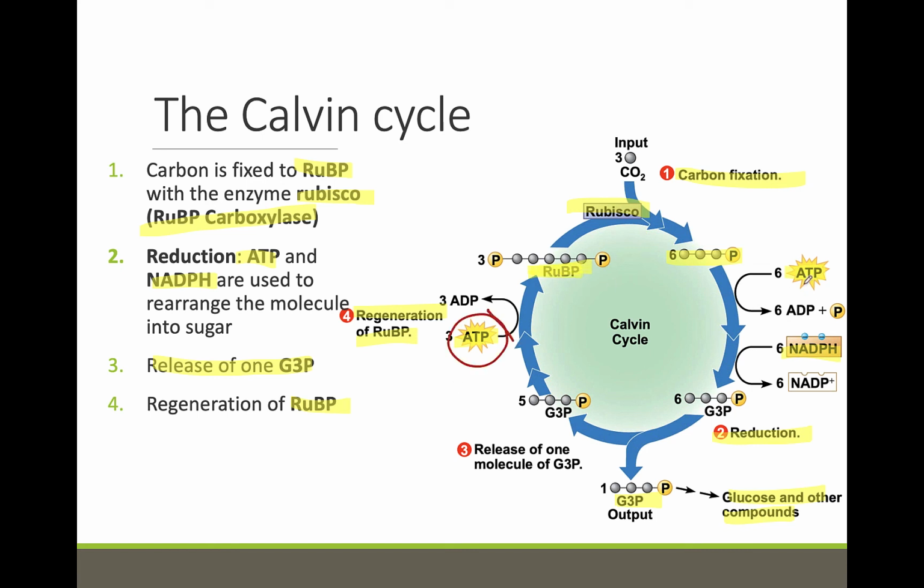All of the energy from the light reactions gets used in the Calvin cycle to turn carbon dioxide into carbohydrates.